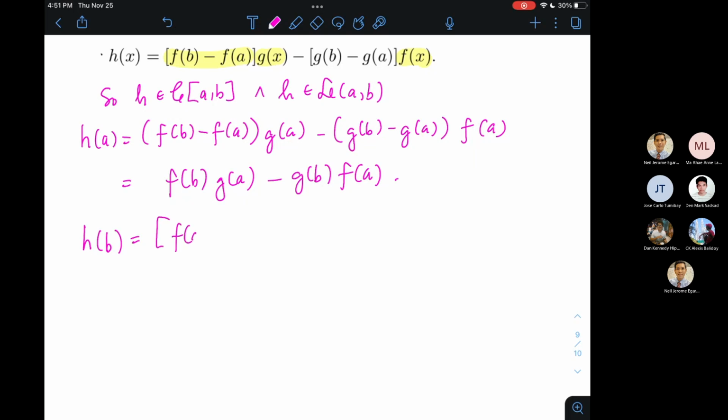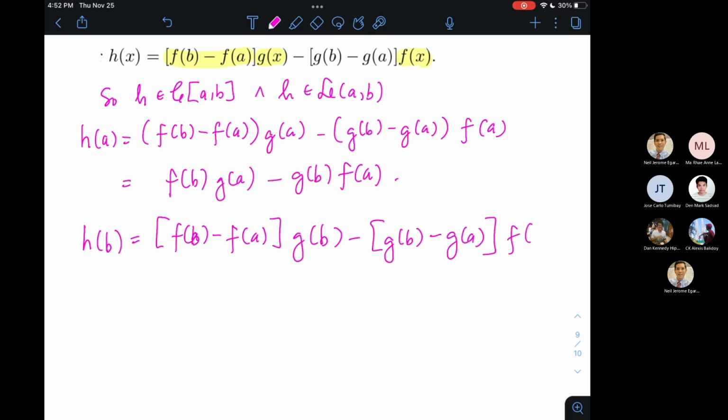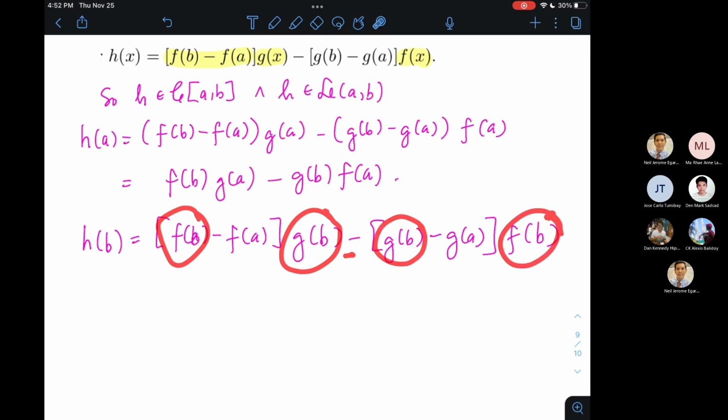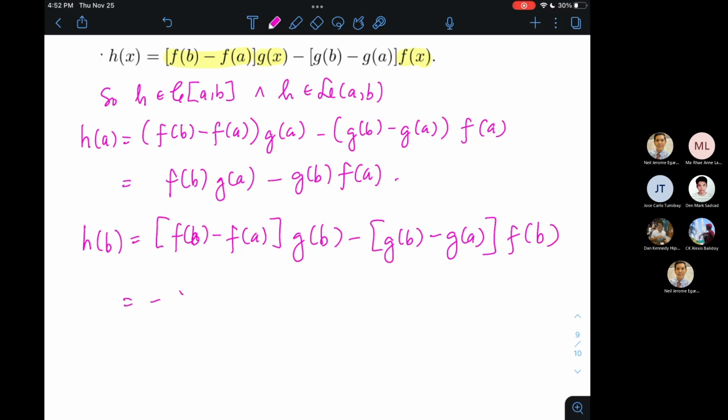H of B is F of B minus F of A times G of B minus G of B minus G of A times F of B. Okay? And then let's see how will it simplify. Well, I have what? Oh, here I have F of B times G of B minus G of B times F of B. So they will cancel each other out, leaving us only with negative F of A, G of B. And then dun sa second, matitira lang ay etong product na to. So that will be negative G of A, F of B.